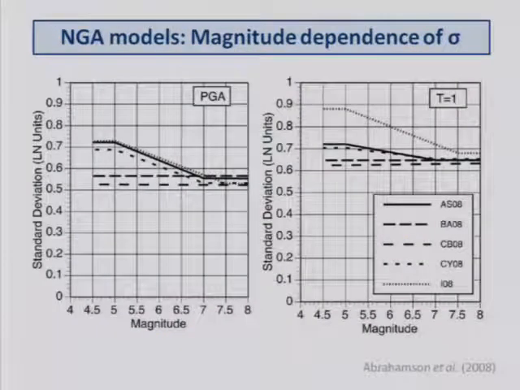These are the NGA models. You can see they don't agree on this issue. These are their sigma values against magnitude for PGA and 1-second response. Two of the models are homoscedastic. The sigma stays always the same with magnitude. The others find a variation with magnitude, which they then truncate to keep constant at higher and lower values.